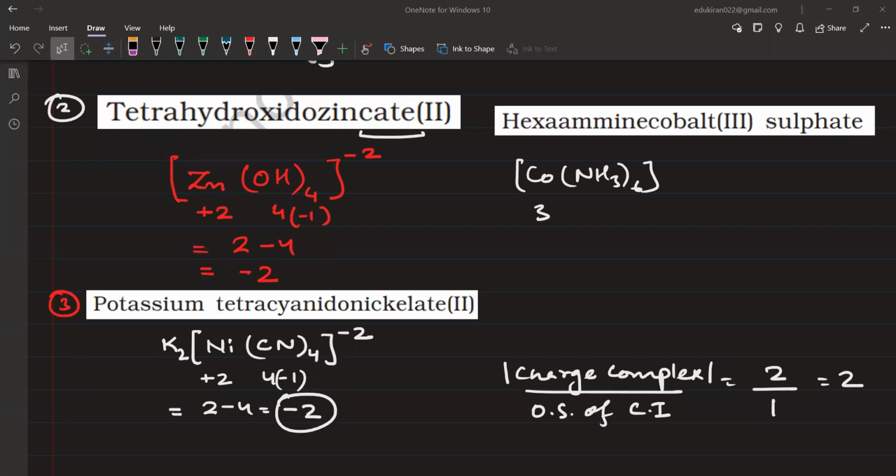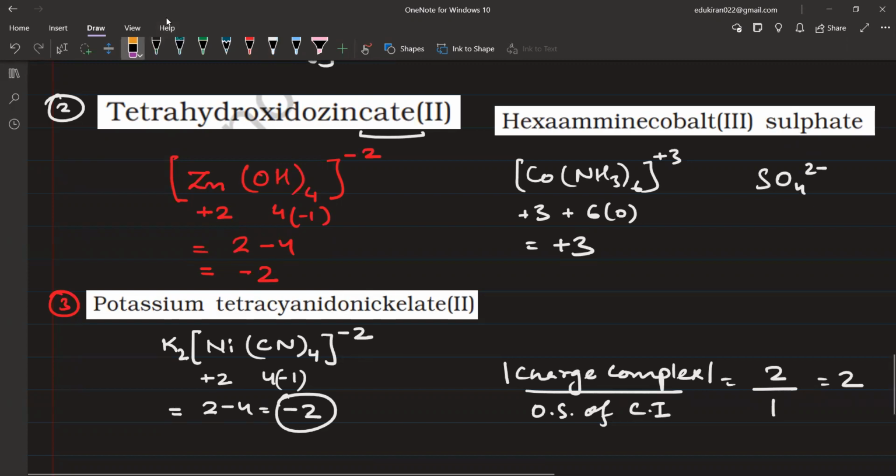Minus 3? Where will 0 come from? No, it will be plus 3 on the complex. Cobalt is plus 3, right? And then for NH3, how much? 6 into 0. This will be equal to plus 3. Got it, guys? Here you have plus 3. And in SO4 how much is there? 2 negative, yes or no? Yes or no, tell me quickly.